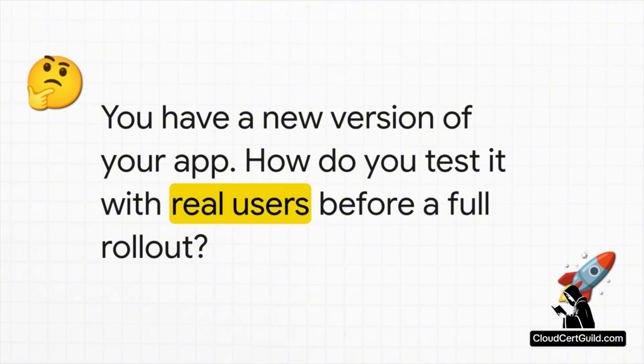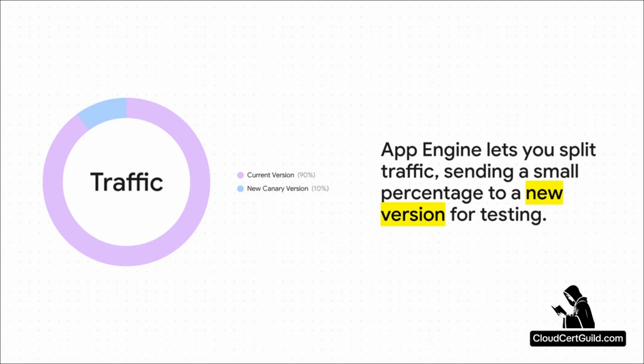So your new version is ready to go. The code looks solid, all the tests are green. But we all know the real test is what happens when actual users start hitting it. How do you dip a toe in the water before jumping in completely? This is where the absolute magic of traffic splitting comes in. It's often called a canary release.